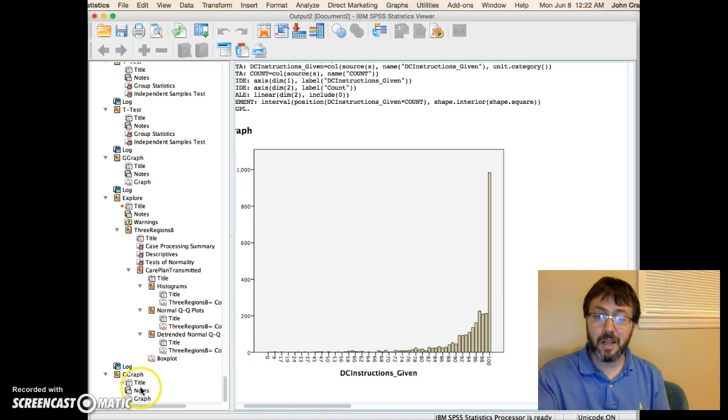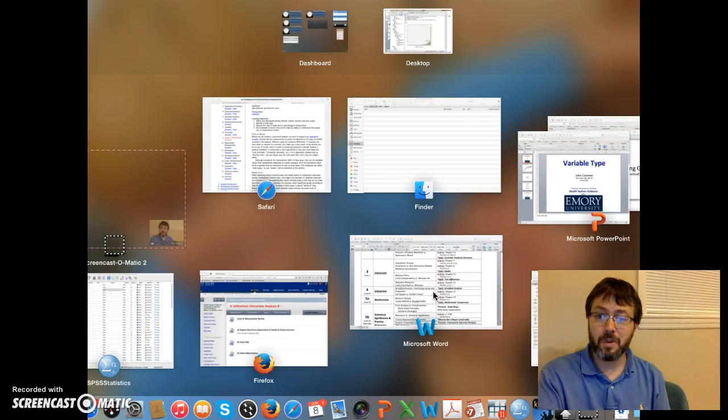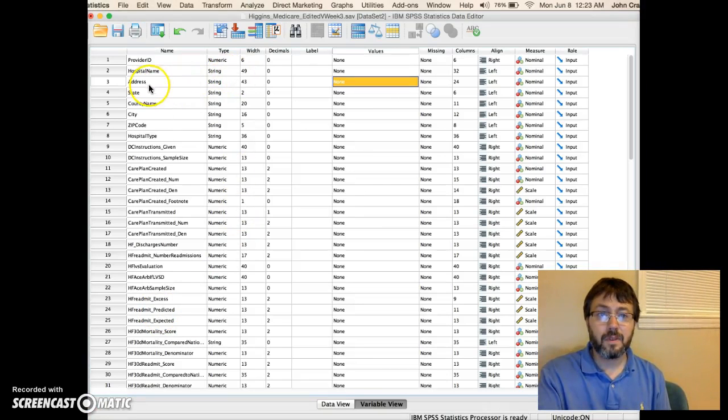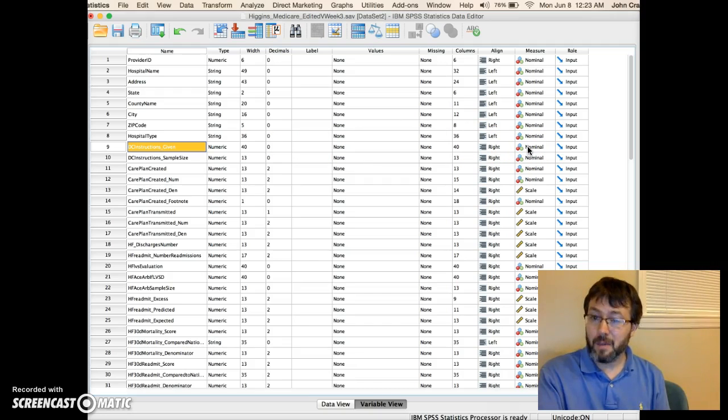So as a percentage, now that we understand what this variable is, let's go back and look at how SPSS has interpreted it. Discharge instructions, it's calling it numeric, which we agree with. It's a percentage. But if you scroll over here, you see it's treating it as nominal. So would you agree that it's nominal? And if not, what level of measurement would you assign to it? After you decide, come back and let's work on it together.